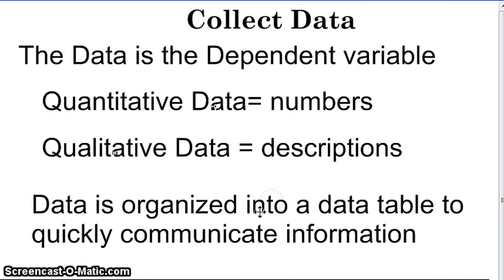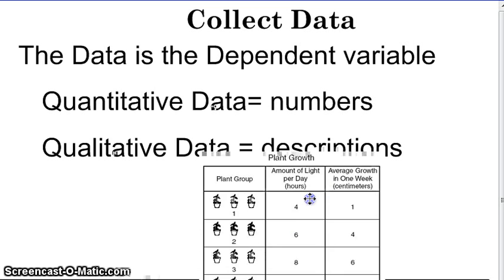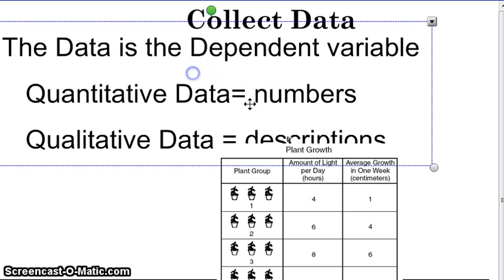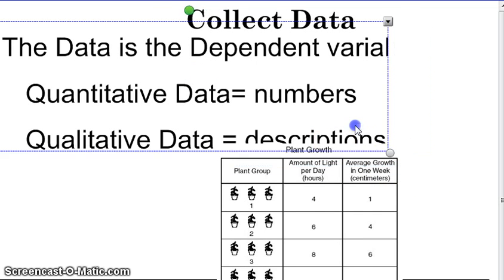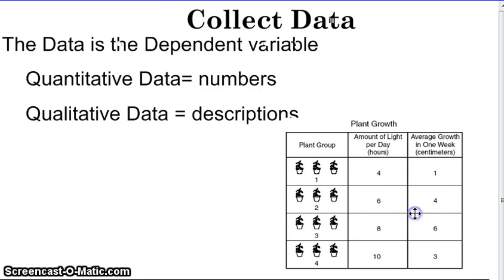The data is then organized into a data table that quickly communicates the information that you have collected. And here's a picture, an example of a data table that is not about grass growth, but you get the idea. You have the data organized in a nice, convenient way. Okay, so we've collected the data.